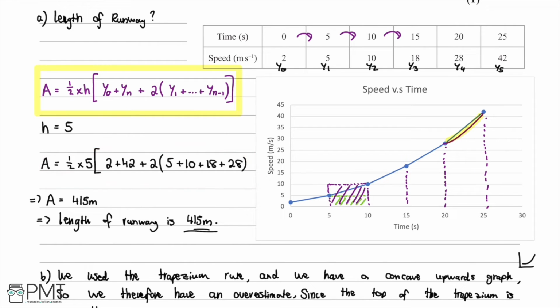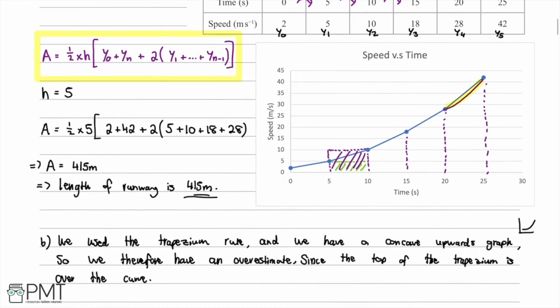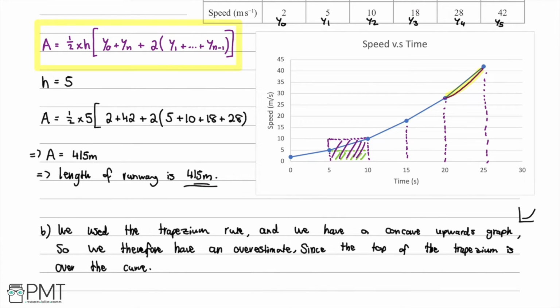And then we received our third and final mark for computing this in the calculator and concluding that the length of the runway is 415 metres. Then moving to part B of the question, there was 1 mark on offer, and we got this 1 mark for stating that we had an overestimate.